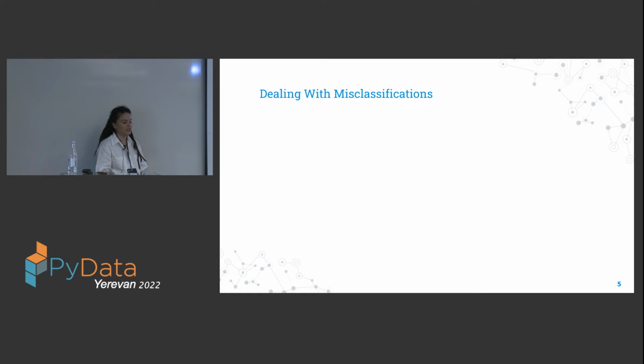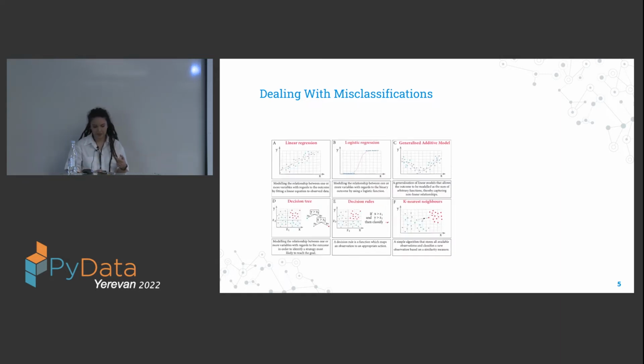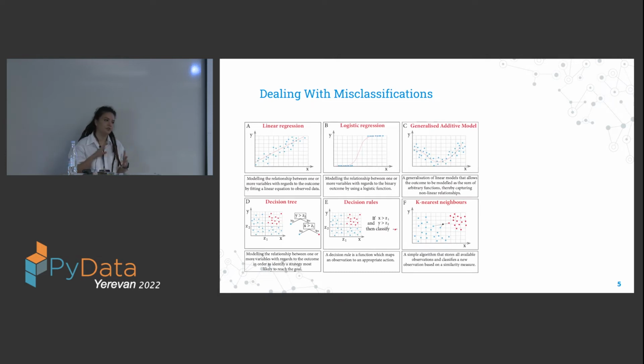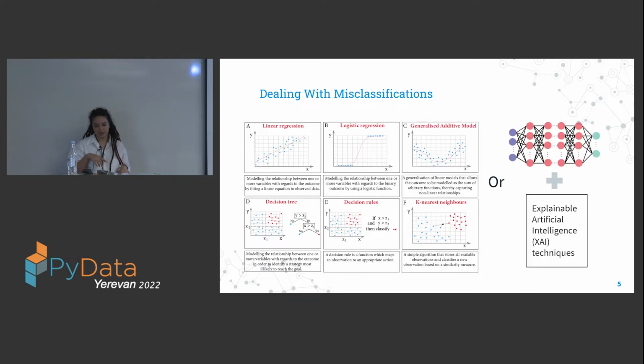How can we deal with misclassification? There are two solutions basically. First, we can use simpler models, which are logistic regression, linear regression, or decision trees, or we can continue using the highly sophisticated model coupled with explainable artificial intelligence, about which we will talk a lot during today's presentation.